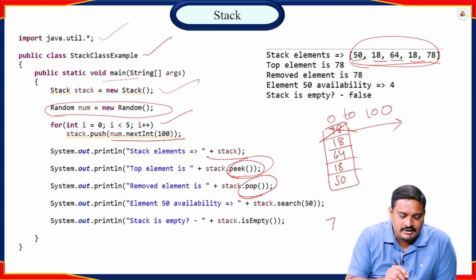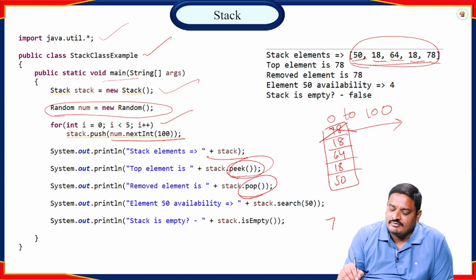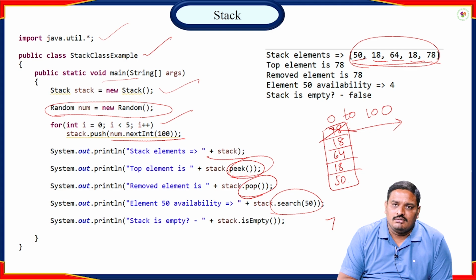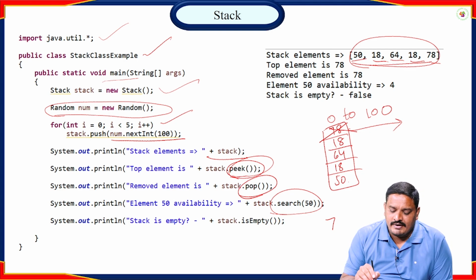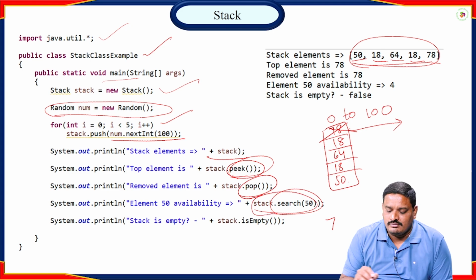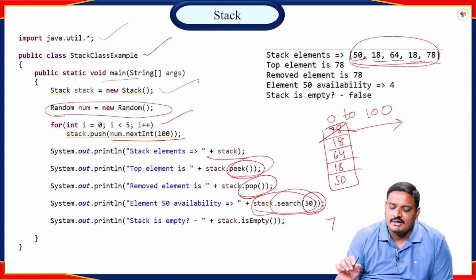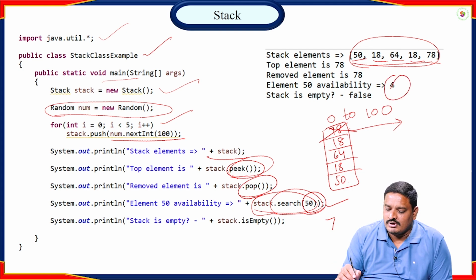Now the next one: within this list, is the element 50 available in that stack or not? That's why I am using the search method. The search method checks whether the element 50 is available or not, so I am using stack dot search with the element 50. Yes, the element 50 is present in that list. Yes, the element 50 is available at the fourth position. Okay, first, 2, 3, 4. Okay.